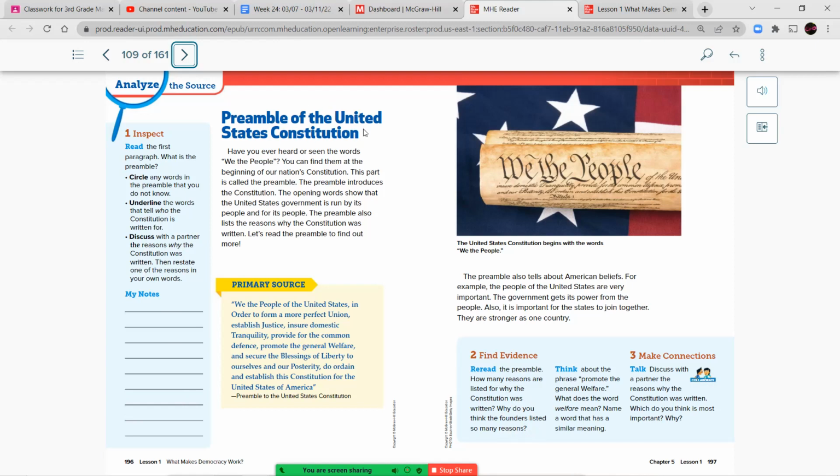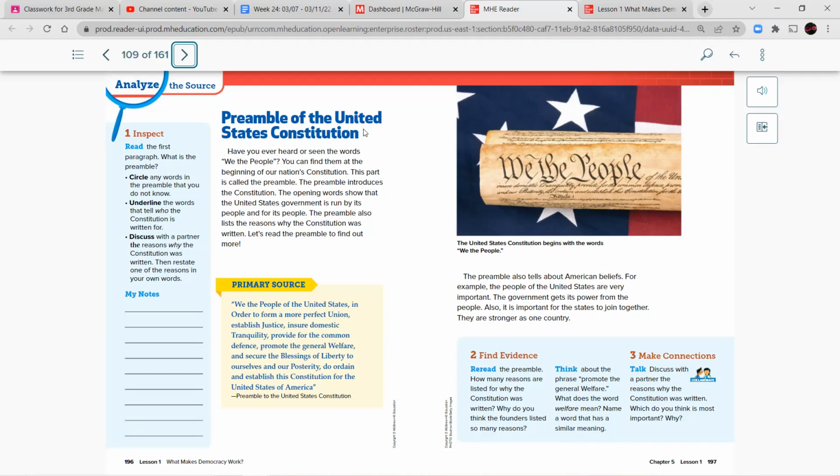Preamble of the United States Constitution. Have you ever heard or seen the words, we the people? You can find them at the beginning of our nation's Constitution. This part is called the preamble. The preamble introduces the Constitution. The opening words show that the United States government is run by its people and for its people. The preamble also lists the reasons why the Constitution was written. Let's read the preamble to find out more.